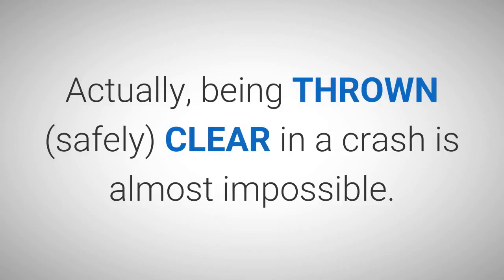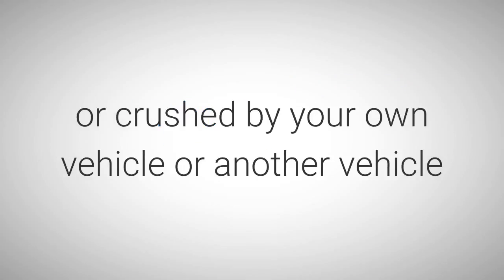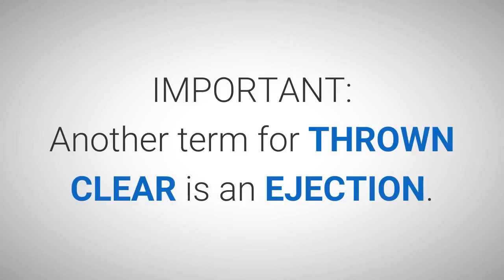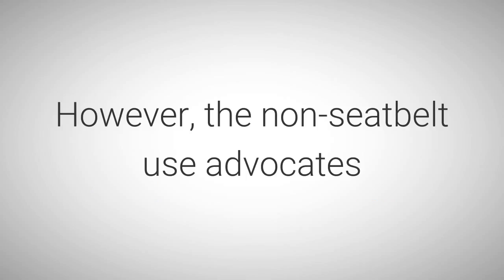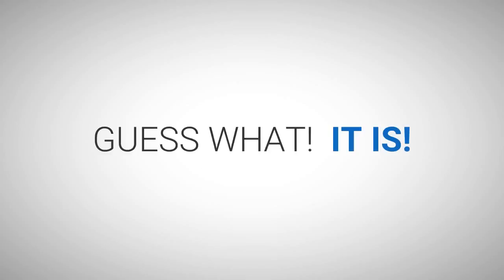Actually, being thrown safely clear in a crash is almost impossible. Being thrown through the windshield into a pole or tree or crushed by your own vehicle or another vehicle is definitely the more likely outcome. Important. Another term for thrown clear is an ejection. However, the non-seatbelt use advocates generally stay away from the term ejection because it brings with it an image of a violent happening. Guess what? It is.